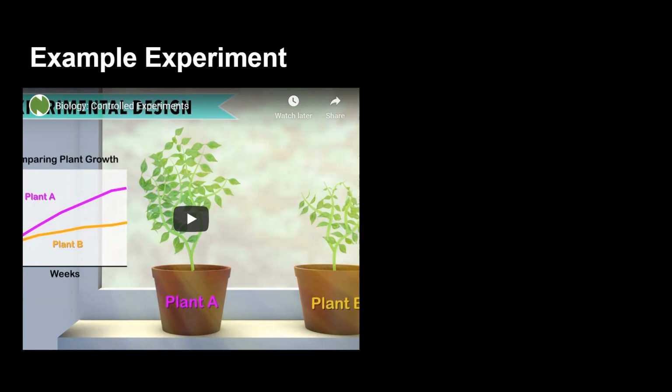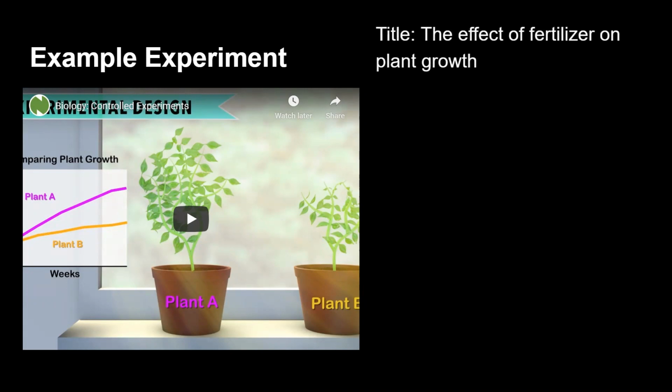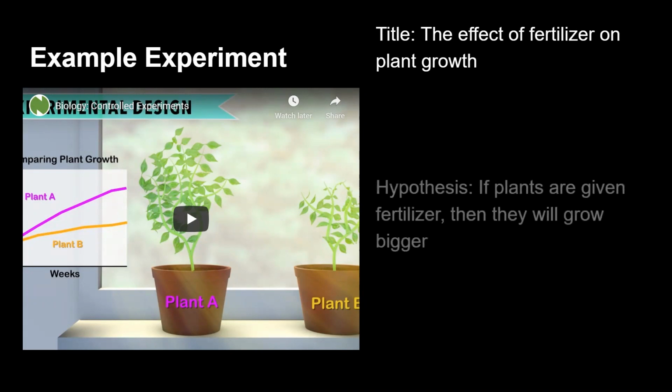So the title needs to be generally something that just really quickly explains what the experiment is about. So if I were going to title this experiment, I would title it The Effect of Fertilizer on Plant Growth. It's short, sweet, to the point. Next, you need a hypothesis, and a hypothesis is generally an if-then statement. It doesn't have to be, but that makes it much easier for whomever is writing it to get all the necessary portions. If this happens, then that happens. So in this case, if plants are given fertilizer, then they will grow bigger.